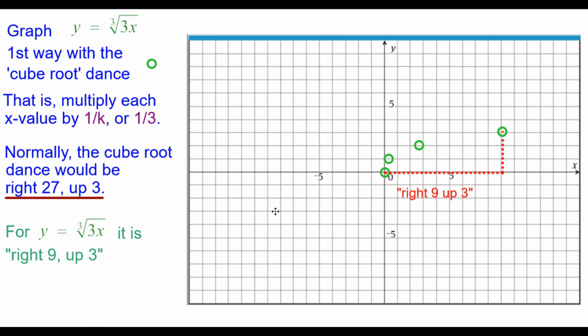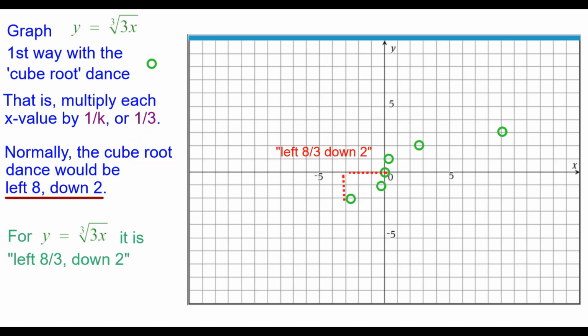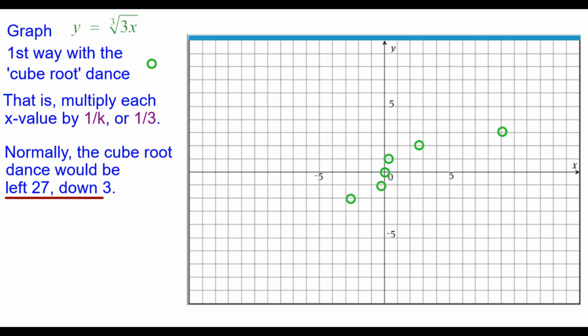See if you can get some points to the left of the origin. Press pause and resume when you're ready. Left 1, down 1 is a step in the Cuberoot dance. 1/3 times 1 is a third, so we're going to go a third, down 1. Normally we'd go left 8, down 2, but again, it's going to be left 8/3, down 2, because the third of 8 is 8/3. And then left 27, down 3, but in this case it's left 9, down 3.